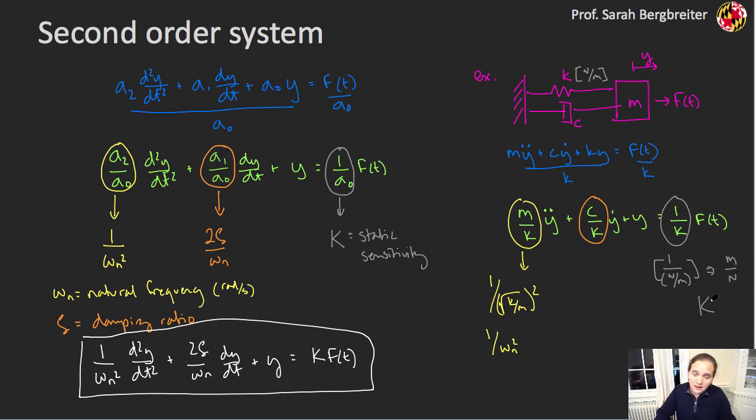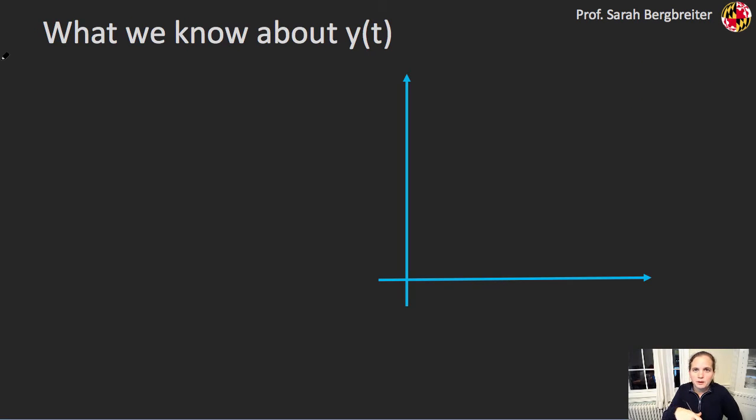And that is because that static sensitivity is translating the input units to the output units, or the input to the output. So now that we have a good description of our second order system, we need to come up with the solution to that second order system. So we have an understanding of what the output will look like over time.